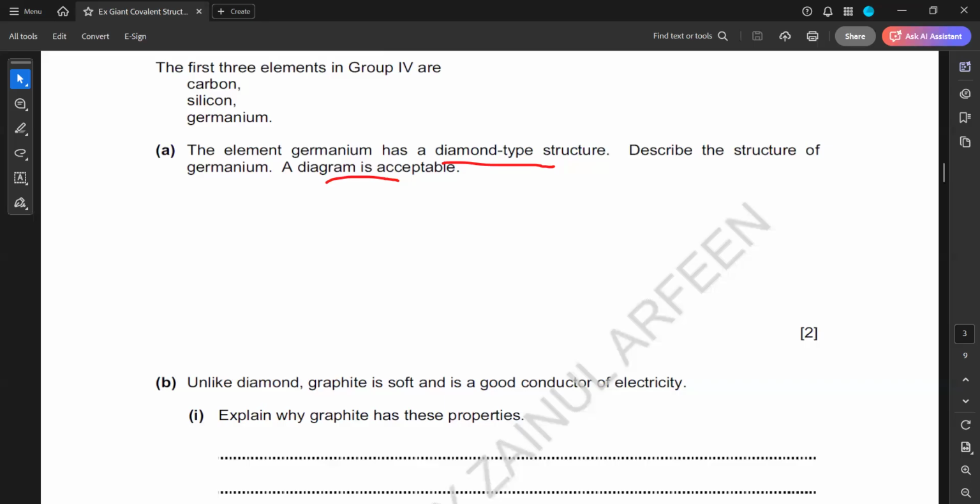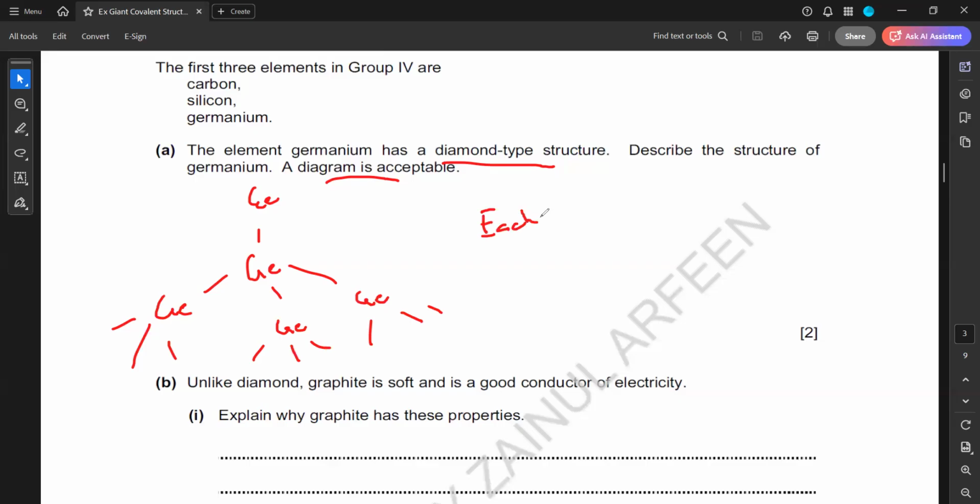it is the same as diamond, so we'll say each germanium atom forms 4 covalent bonds and it has a giant structure. Or we can also draw it, like the diamond structure for carbon, because carbon can be graphite or it can be diamond. So when we draw germanium, this is what we will draw. And the explanation: each germanium forms 4 covalent bonds, and it has a giant, or macromolecular, structure. You can state that as well.